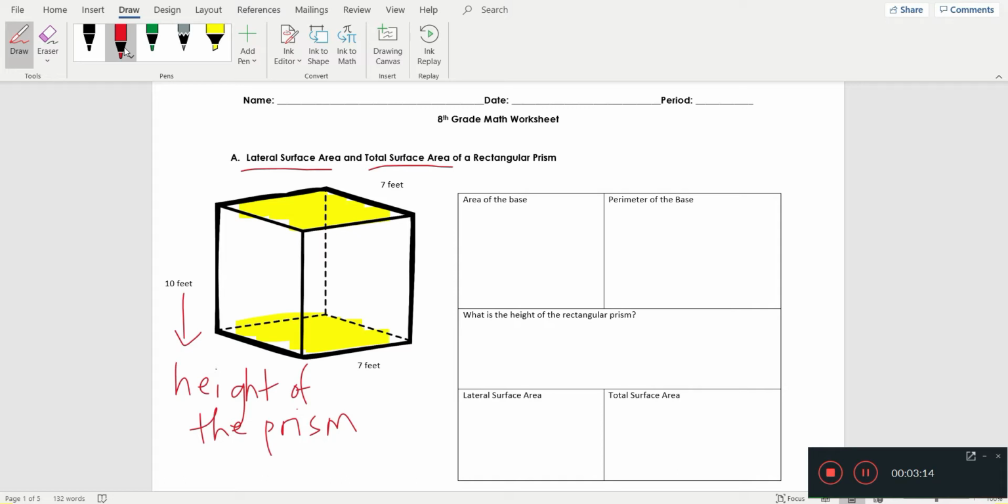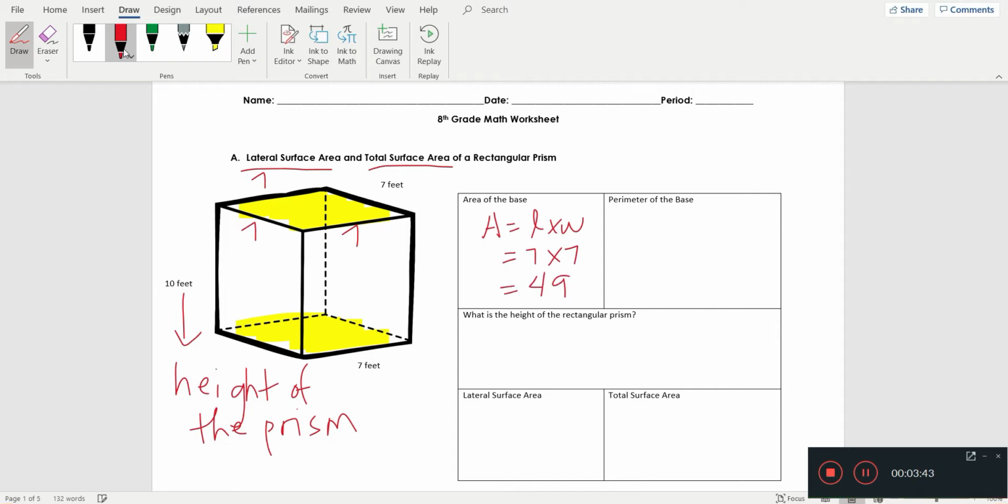The area of the base is a square. So I'm going to write down here A, and we need to write it down again. A is equal to length times width, right? So if it's 7, 7, 7, 7, it's a square. Therefore, 7 times 7, the answer is 49.